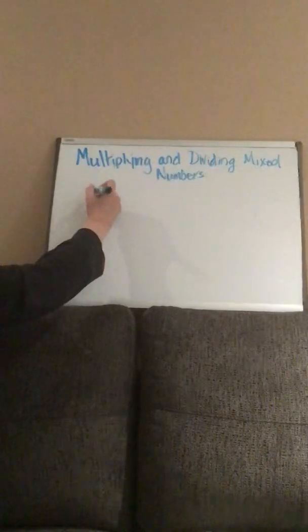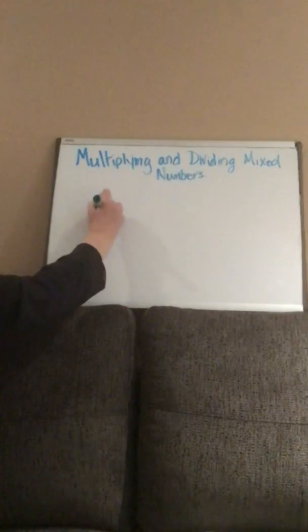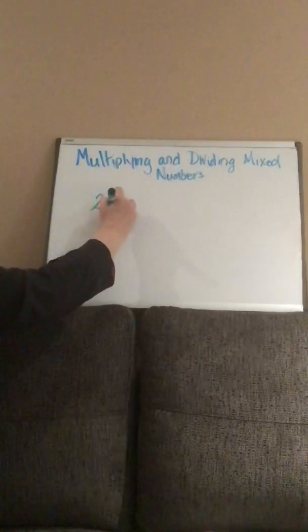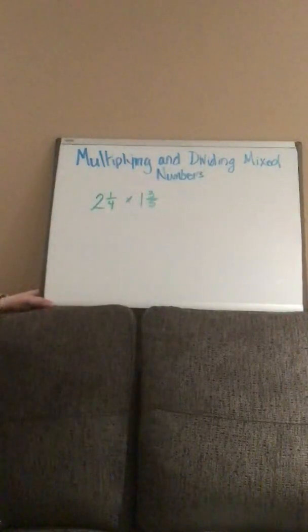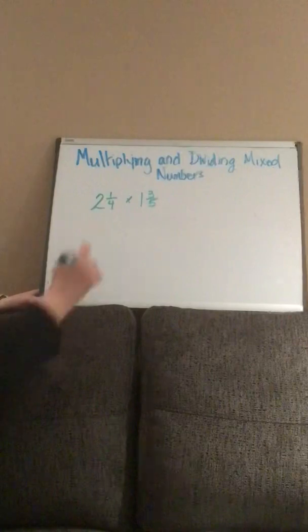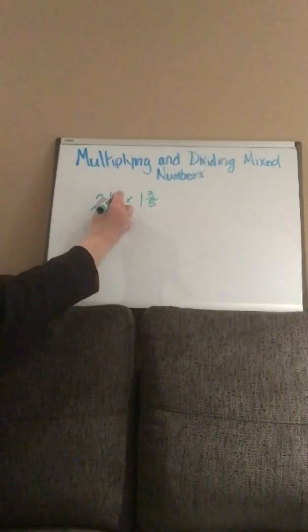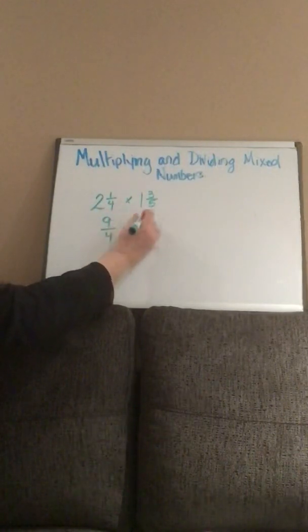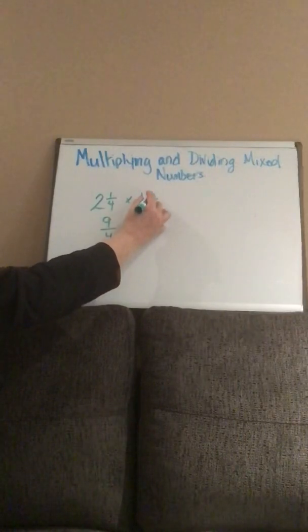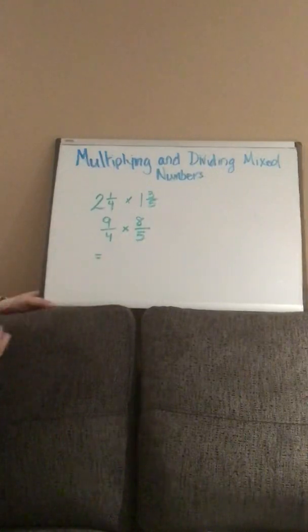So multiplying fractions. So I have the mixed number of 2 1/4 times 1 3/5. Change the mixed numbers to improper fractions. 2 times 4 is 8 plus 1 is 9 over 4, times 1 times 5 is 5 plus 3 is 8 over 5. And now I can do my multiplication.